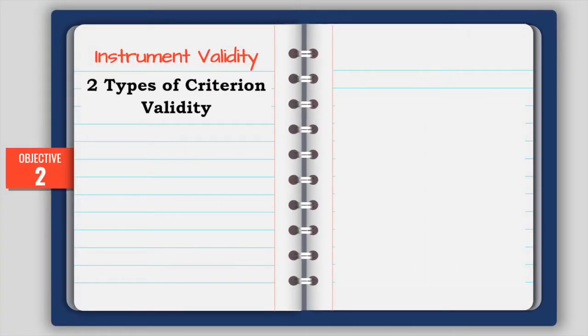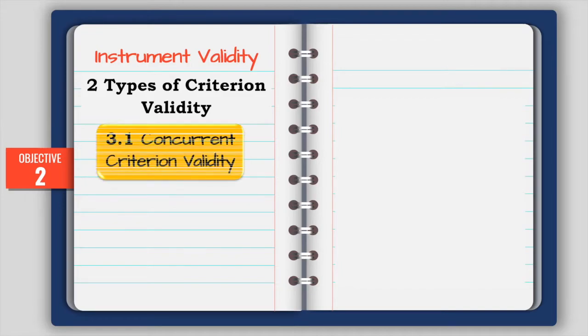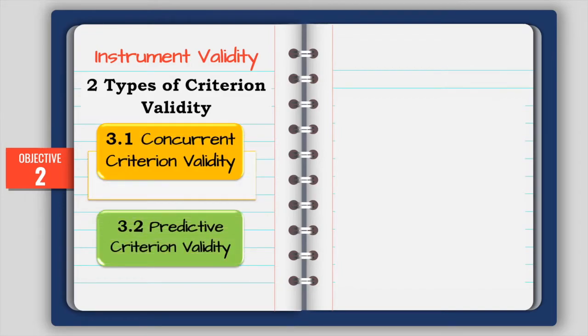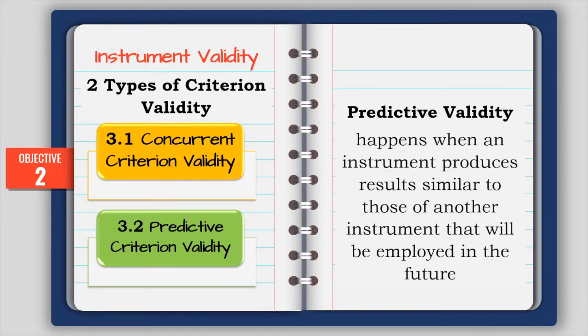The second type of criterion validity is the predictive criterion validity. Predictive validity happens when an instrument produces results similar to those of another instrument that will be employed in the future. An example of this is employing a college admission test in mathematics. This may be used to predict the future performance of the students in math.